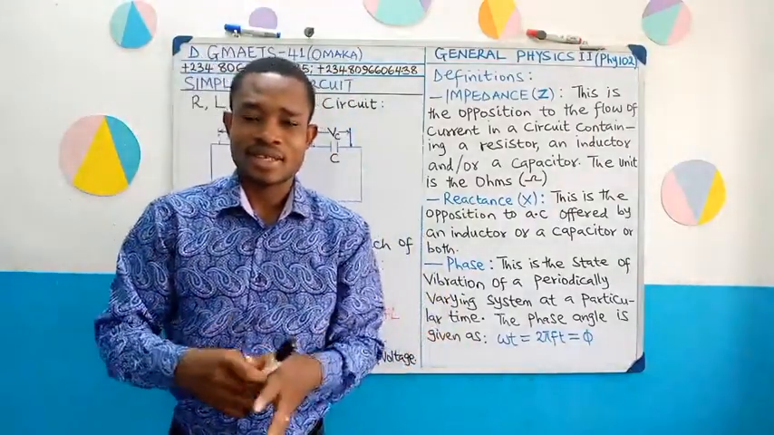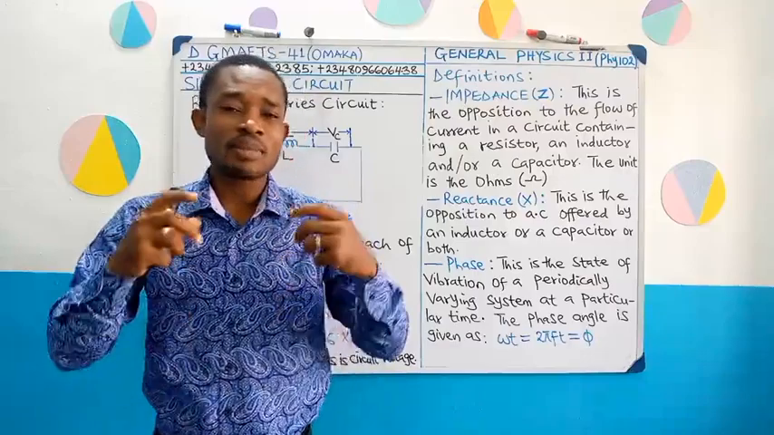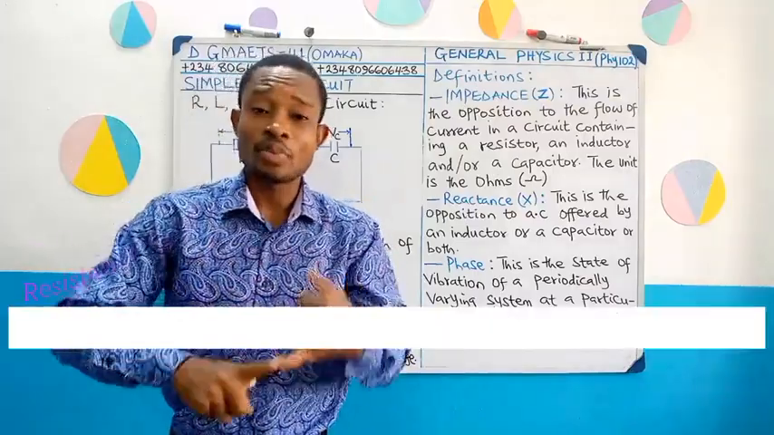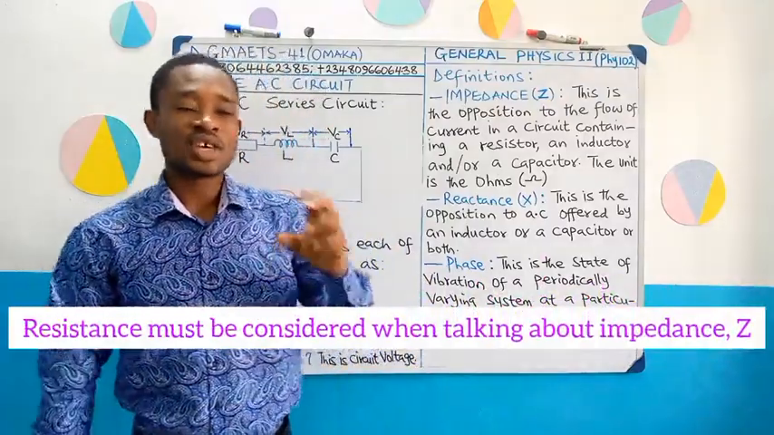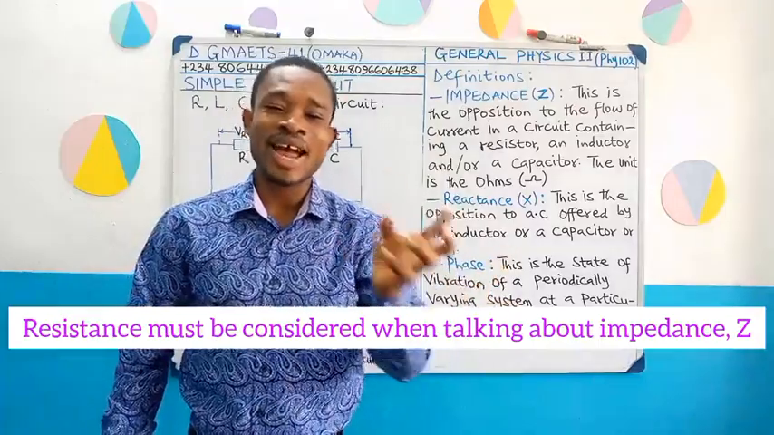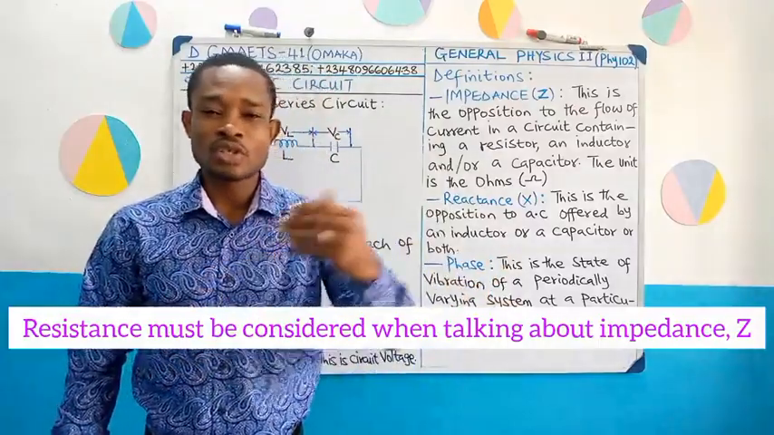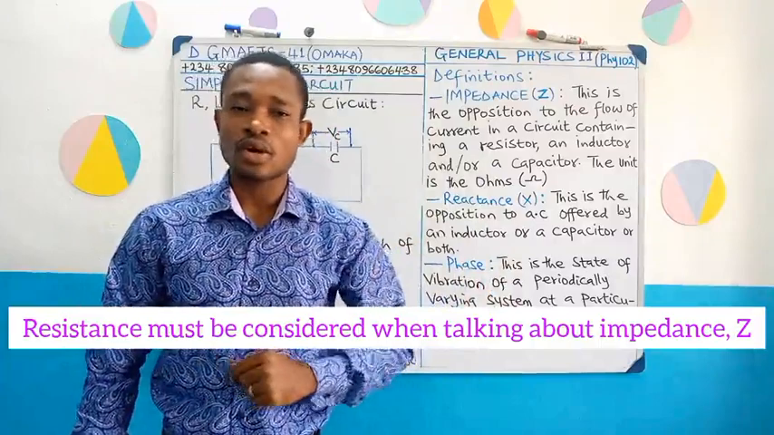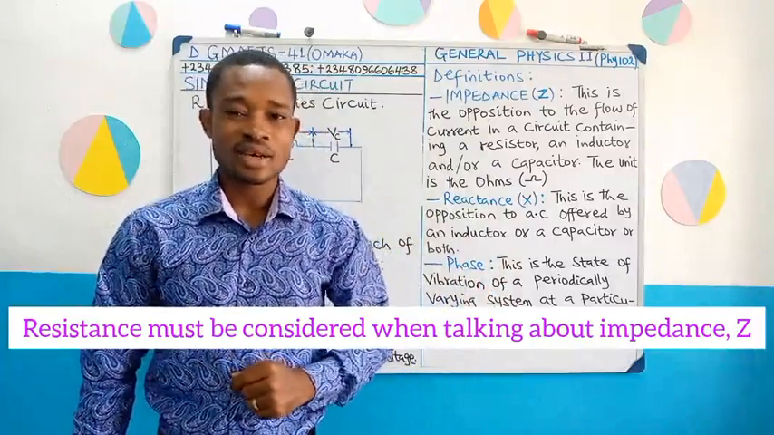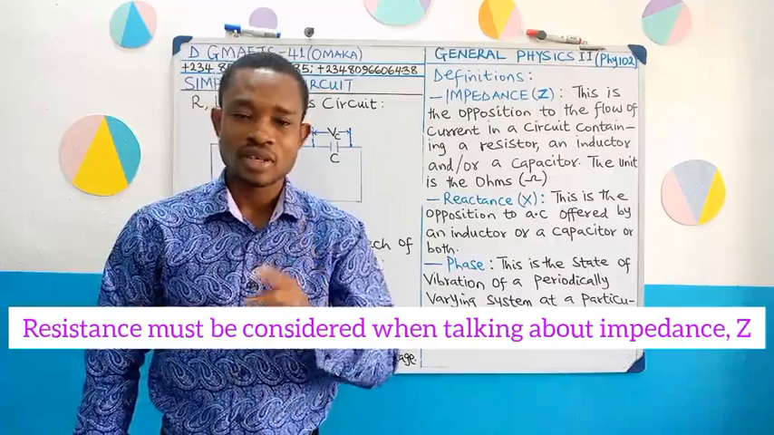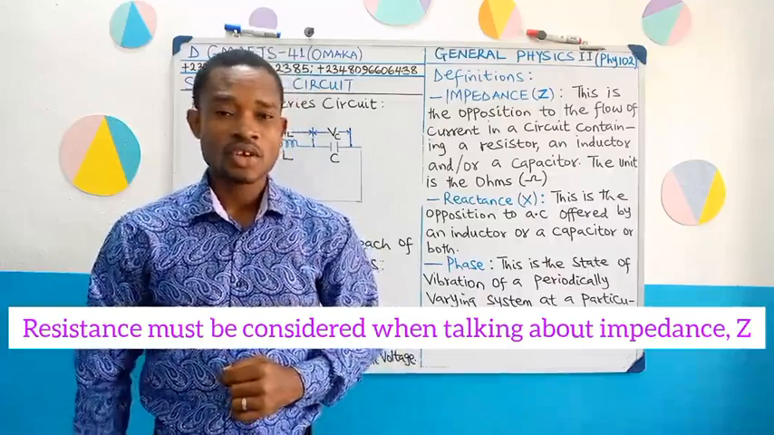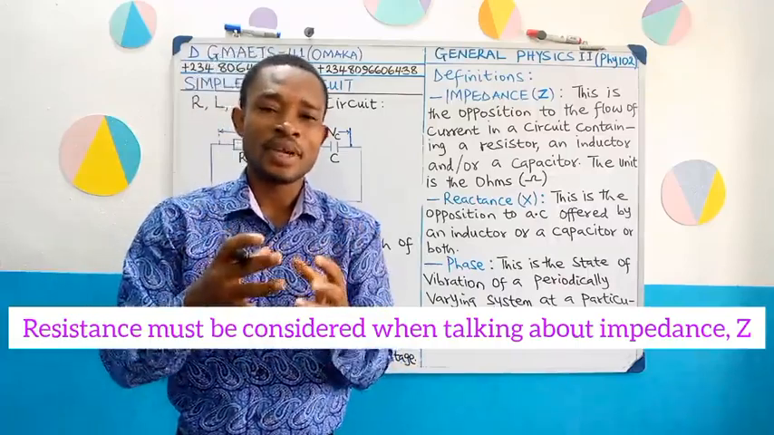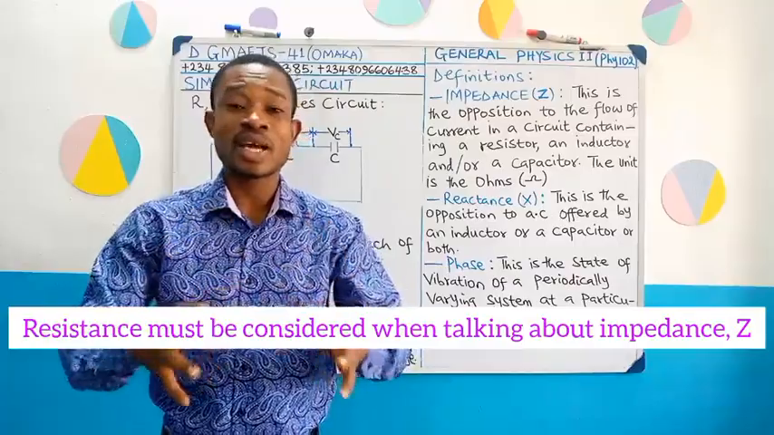What does that tell us? That simply means that for us to talk about impedance, there must be a resistor in that circuit. If you have a circuit containing only an inductor and a capacitor, the opposition to the flow of current there is not called impedance. The reason is there is no resistor in that circuit. So take note, for you to use the term impedance, there must be a resistor in that circuit.